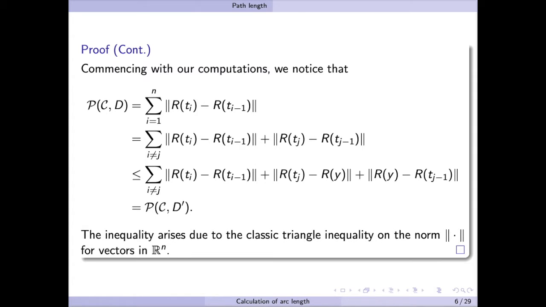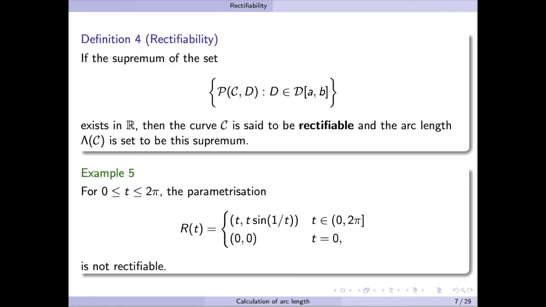And finally, this last expression that we've arrived at on the third line is equal to the path length of C with respect to D prime. The second definition that we present is that of rectifiability of a curve C. So if the set of path lengths of the curve C with respect to every dissection of the interval AB has an upper bound, then its supremum exists in R, and in this case the curve C is said to be rectifiable. The arc length of this curve C is then defined to be the supremum and we denote it by lambda of C.